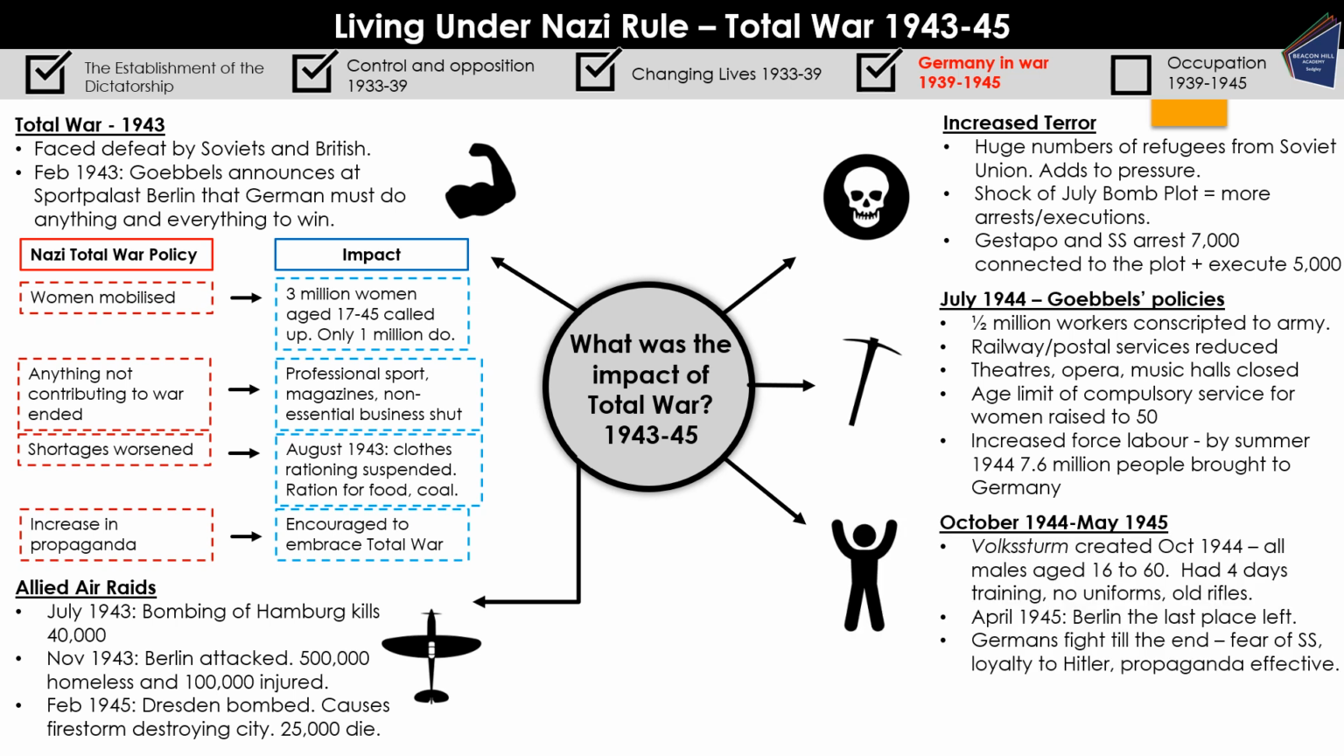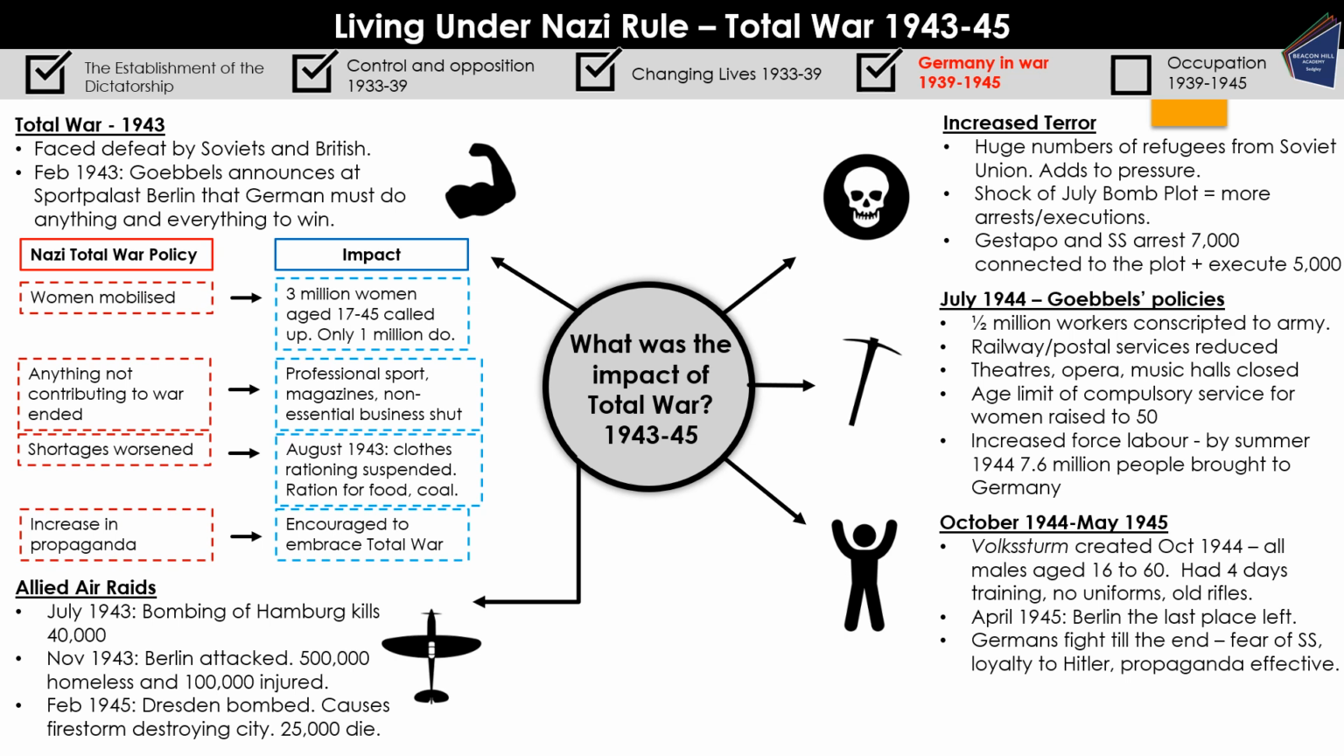So in October 1944, we see the Volkssturm, which is kind of the German version of Dad's Army, if you've ever seen that. It was a civilian army created in October 1944, all males aged 16 to 60, who hadn't or who weren't fighting on the front, probably for good purpose, now had 4 days training. They had no uniforms, they had old rifles, and they were supposed to be the last line of defence for the Germans. This really does indicate the Volkssturm is very good evidence in the exam to just reinforce how desperate Germany were.